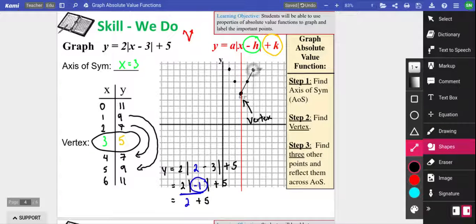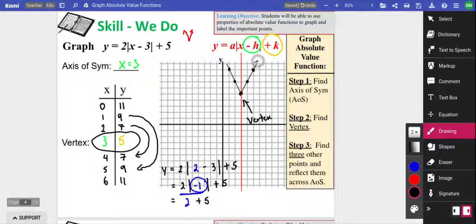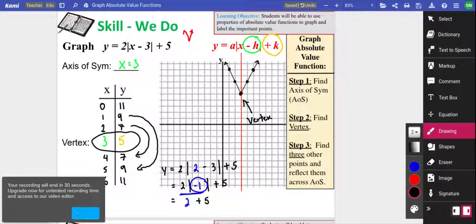Now all you have to do is connect the points with the straight line. And since this is a continuous function, put the arrows to denote that it keeps going forever.